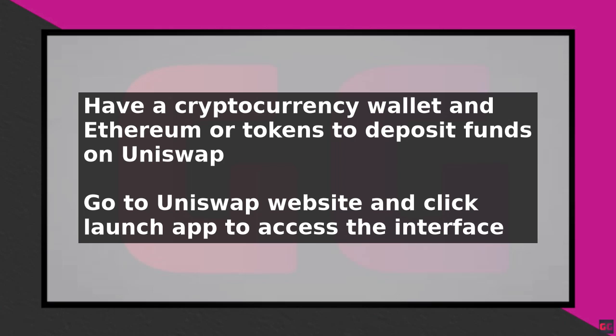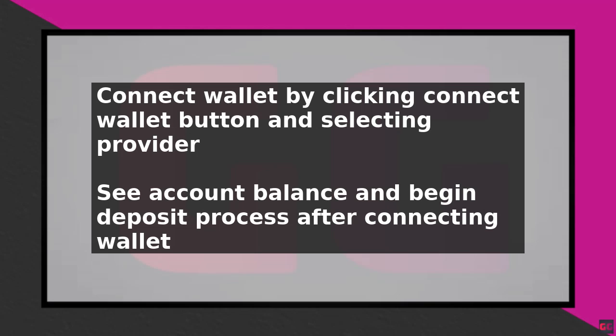To connect your wallet, click on the Connect Wallet button in the top right corner and select your wallet provider from the list of options. If your wallet provider is not listed, you can try using the Wallet Connect option. Once you have connected your wallet, you will be able to see your account balance and begin the deposit process.